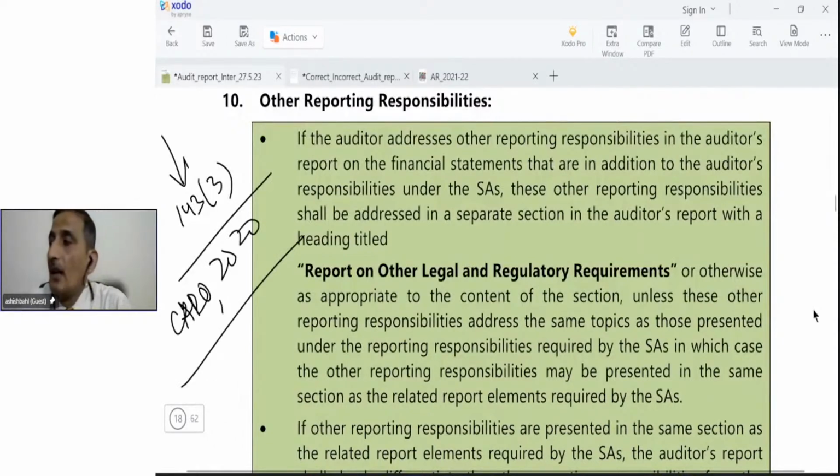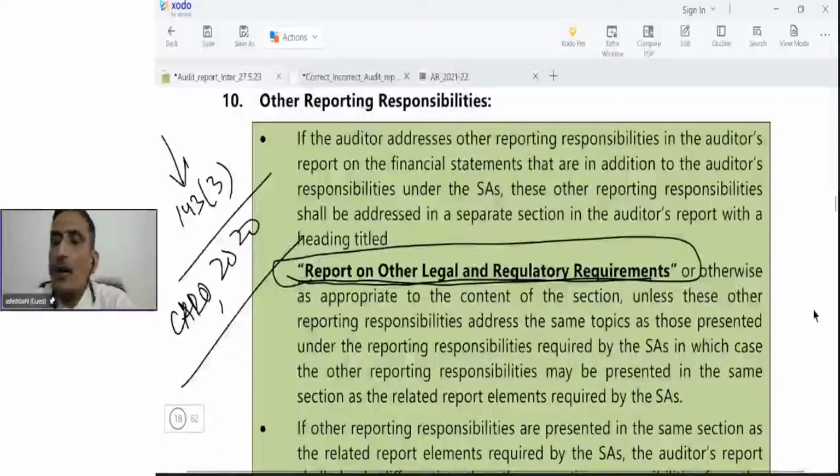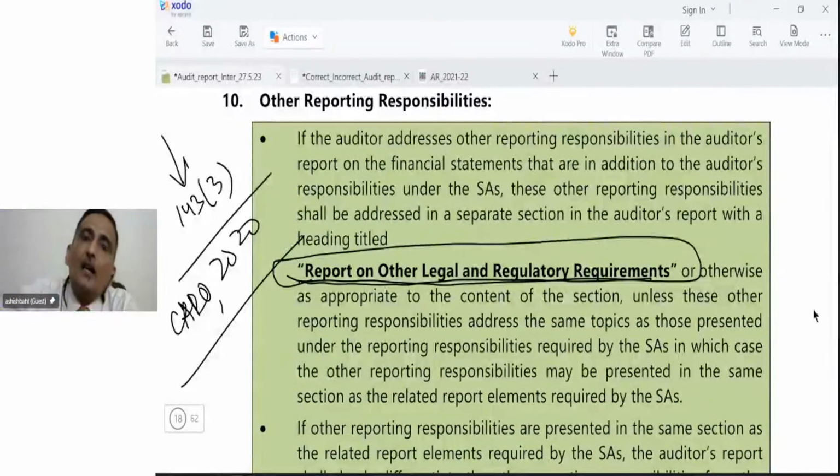You have just finished reading about CARO 2020 in your chapter on company audit. There are a number of clauses on which the auditor has to report. So these are to be reported under a separate title, report on other legal and regulatory requirements, so as to distinguish these from responsibilities under SAs, under standards on auditing, and responsibilities which are there in law or some regulatory direction.